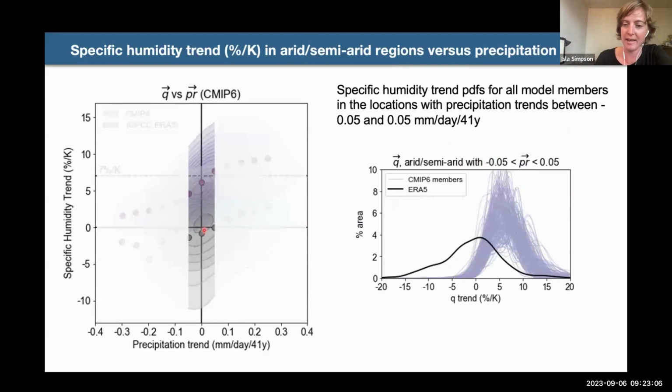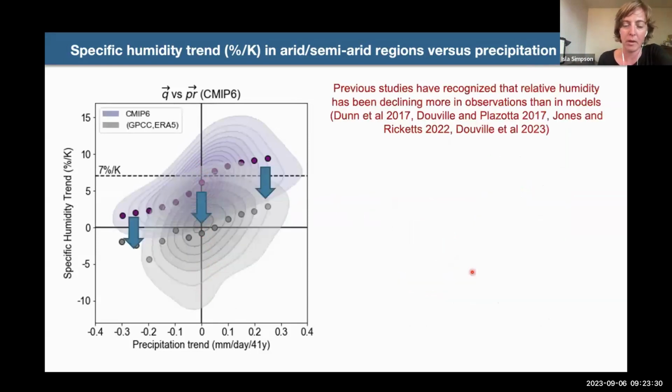This is a very distinct difference between the models. I just wanted to show you what every individual model looks like in terms of the distribution of specific humidity trends when you average over regions that have a small precipitation trend, in this region here. You can see that it's really a pretty drastic difference in the distribution of specific humidity trends in each of the members of each of the models.